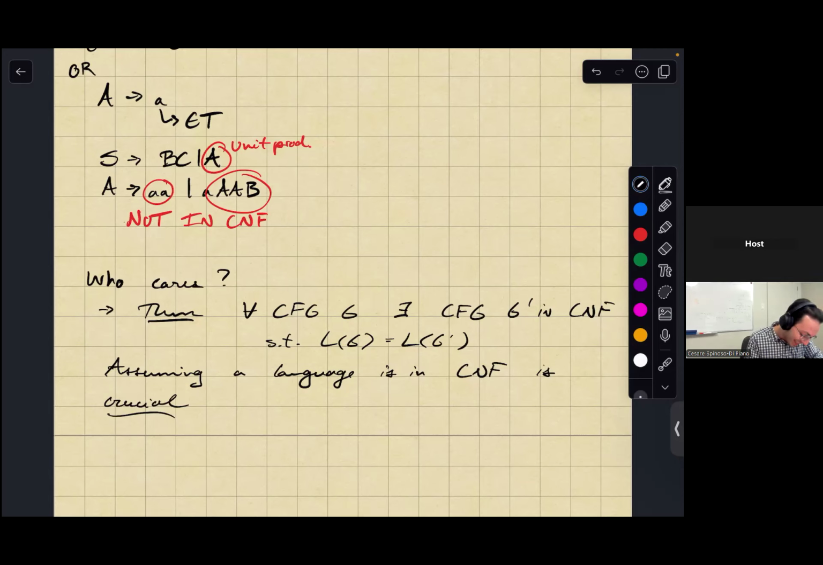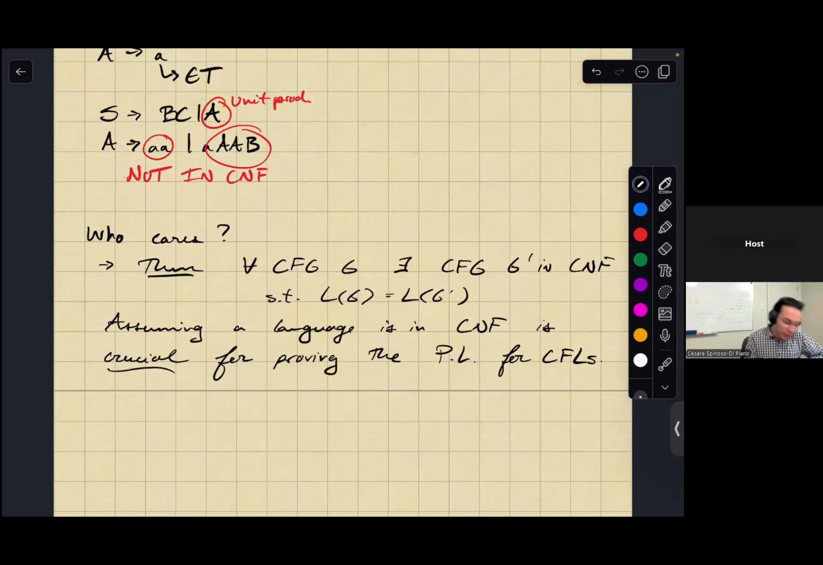It's crucial for proving the pumping lemma, but not the pumping lemma for regular languages, the pumping lemma for context-free languages, which is used to show that a language is not context-free. Okay? So that's one reason we care.